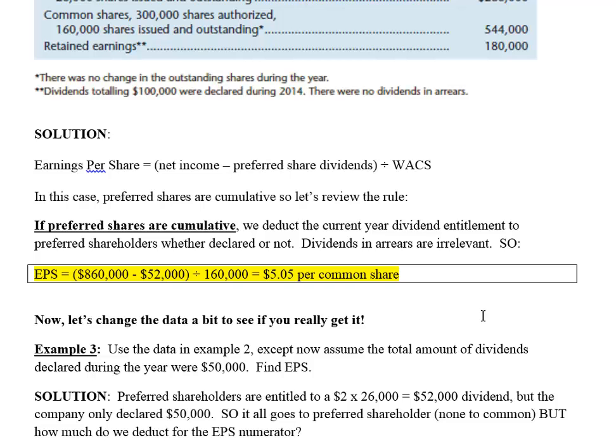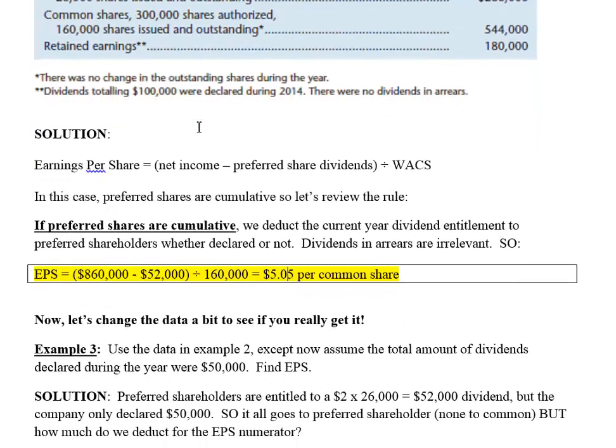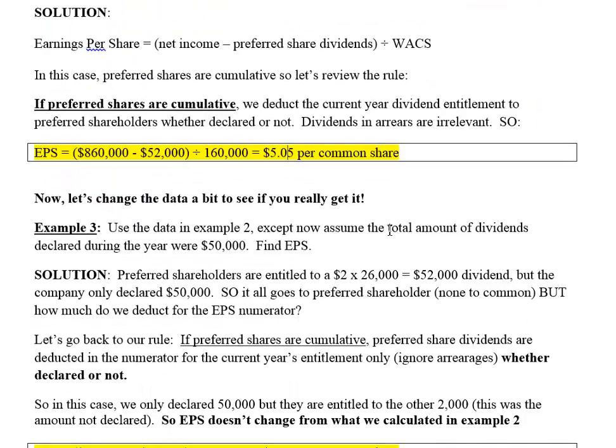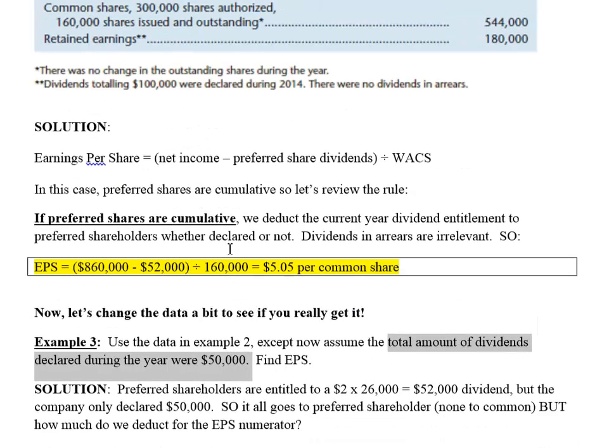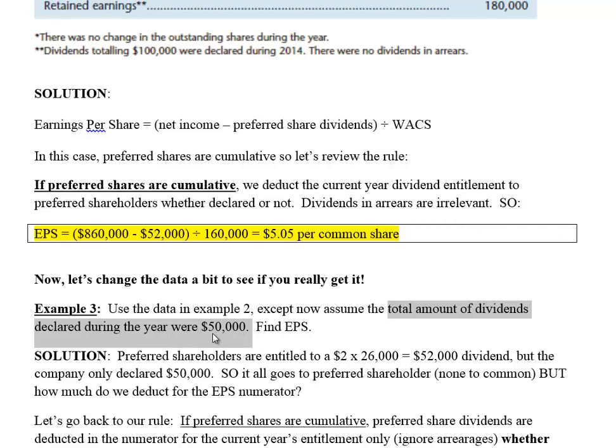Now we're going to use some of this data in the example, but we're going to change it a little bit. Let's assume that the total amount of the dividend declared during the year was $50,000. Remember up here, we assumed it was $100,000. The preferred shares are still cumulative. We didn't change the per share dividend of $2, and we didn't change the number of preferred shares issued and outstanding. But the question comes, what do we deduct? Do we deduct $50,000 or do we deduct the $52,000 that we deducted here?